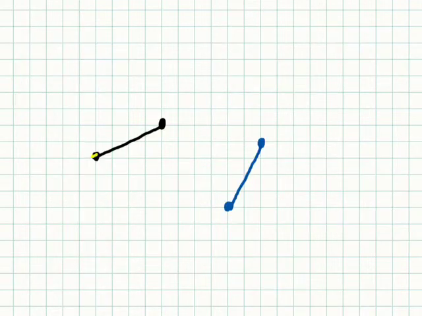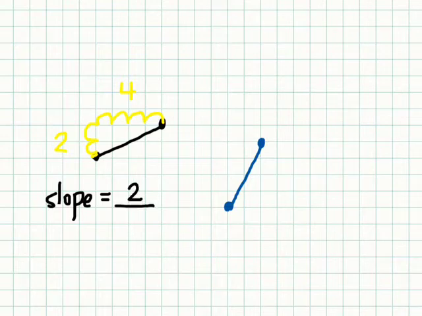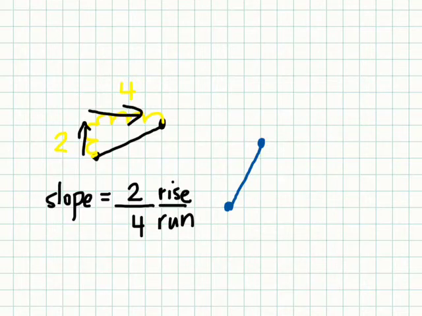So I'm going to start at this point here, and I'm going to count how many squares. Okay, watch. 1, 2. It rises by 2. And then how does it run? How many? 1, 2, 3, 4. That's it. So the slope of this line is equal to what? 2 over 4. Rise over run. This is the rise and this is the run.